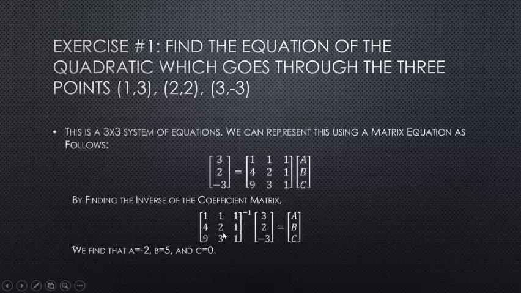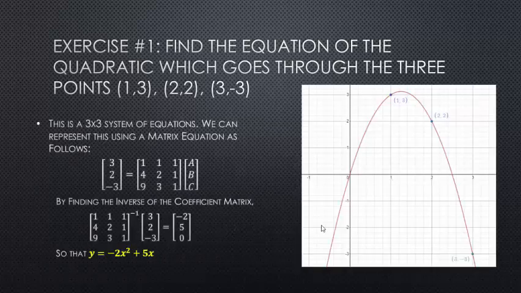I need to find the inverse of this. Fortunately, using technology, I can put this into a calculator. I have the inverse of that 3 by 3 matrix times the column matrix 3, 2, negative 3, and that will give me a, b, and c. If you go ahead and type this into your TI-83 or TI-84, or an online calculator you might be using, you should find that a is equal to negative 2, b is equal to 5, and c is equal to 0.